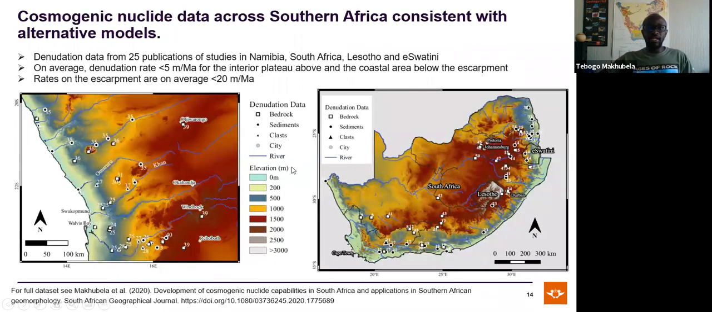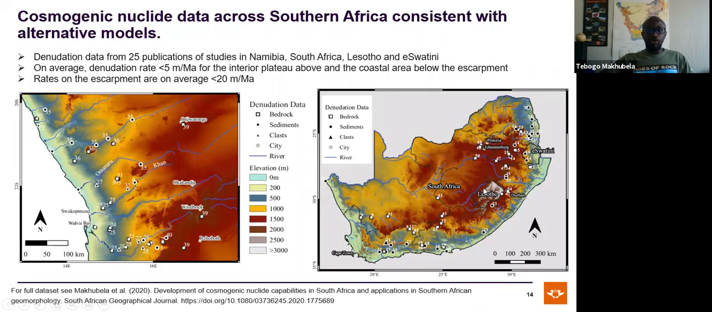Okay, now let's move our attention to what we have learned from cosmogenic nuclides. Well, in Southern Africa, particularly in Namibia, South Africa, Lesotho, as well as Eswatini, there are about 25 publications that have used cosmogenic nuclides in different parts of the landscape, that is on the escarpment itself, in the interior plateau, as well as on the coastal plain, all the way from the east in the Kruger National Park, around the South African coastal plain, all the way to Namibia.